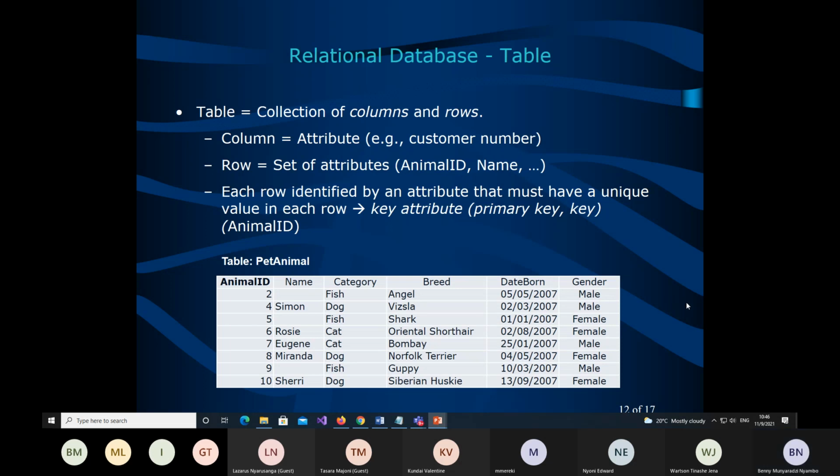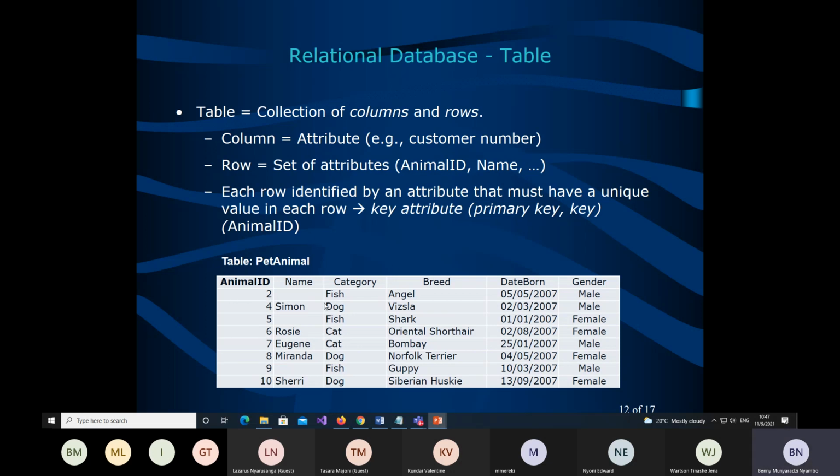So in this example, which is down there, it's a table of pet animals. Each animal has got an animal ID, which is the primary key. The primary key is actually there to uniquely identify an entity. So here, these are pets. The first pet there has an animal ID 2, and it did not have a name, but it's a fish, and it's a breed angel, and there's a date there, and its gender. The next one is an animal ID 4, and it has the name Simon. It's a dog. That's its breed. I don't know, Vizsla. What type of a breed is that? Date, and it's male. So basically, just like that.